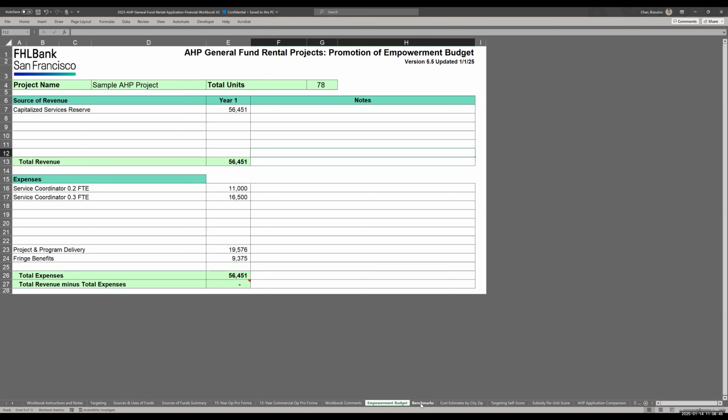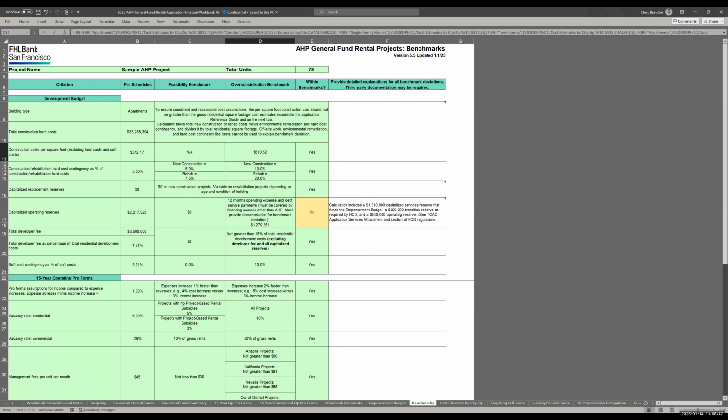We'll now look at the benchmarks worksheet. The base information for the benchmarks worksheet will be auto-populated for you, except that you will need to manually compare your project's permanent debt interest rate with the benchmark for interest rate assumptions found in the reference guide. Please provide detailed explanations for all benchmark deviations. Some deviations may also be easily supported by documentation, for example, requirements of other funding sources.